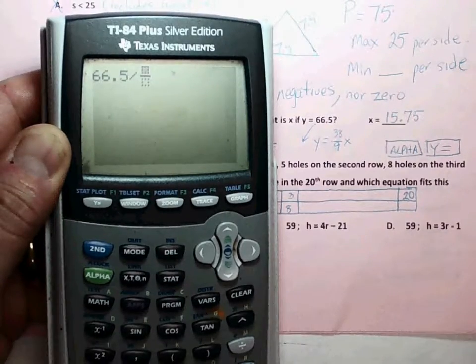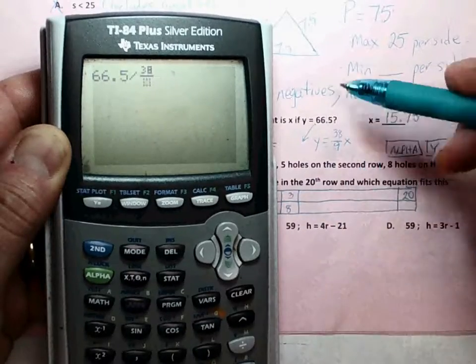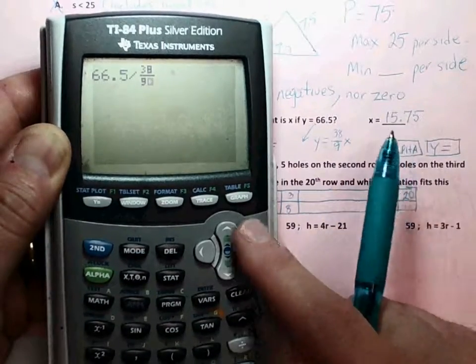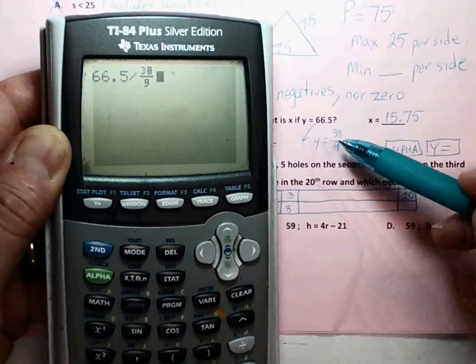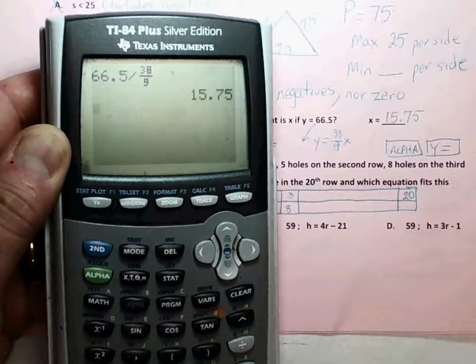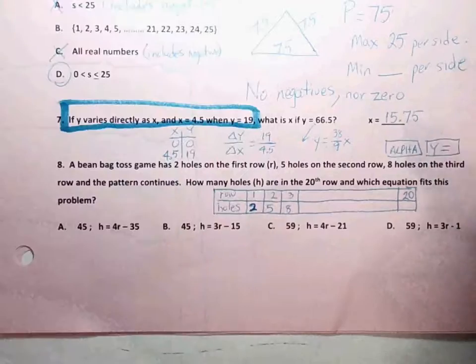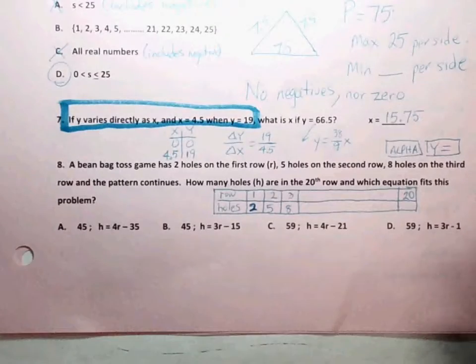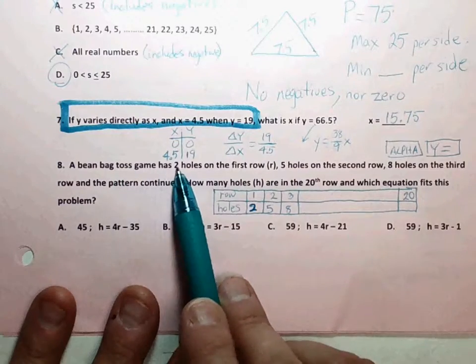Good. Okay, so now I'm going to type in 38 tab 9. Okay, and so now that's going to take this y value and divide it by the number in front of x. All right, and there's my answer, 15.75.